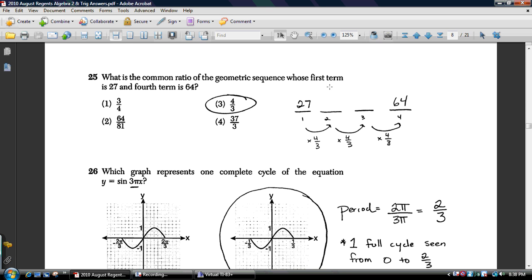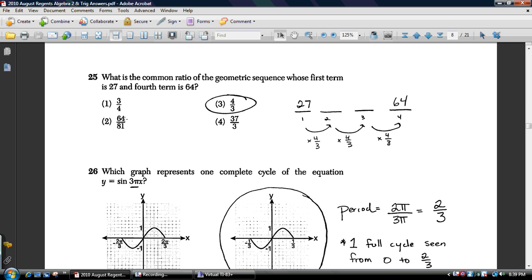What's the common ratio of this geometric sequence? Geometric sequence means you have to multiply to get the next term. And so here's what I did. The first term is 27. The last term is 64. And I just drew a little picture for myself. I said, okay, so what do I have to multiply by 3 times to get to 64?